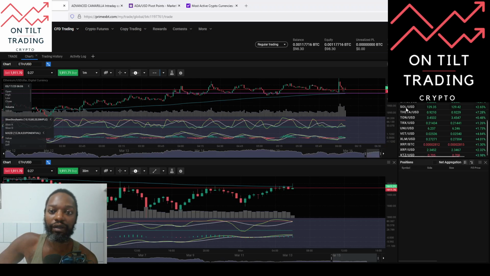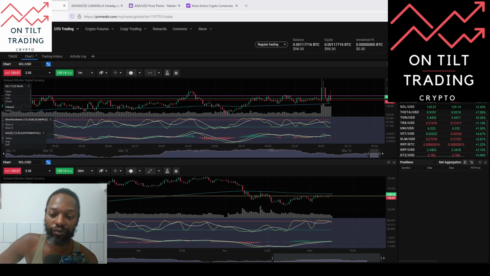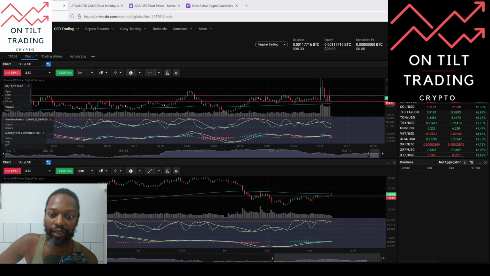Next up, we have Solana. What I'm seeing here on the 30 minute is Solana is trading below the 200 EMA here on the 30. On the slow stochastic, we are overbought, so we're likely due for some selling. Buyers have been in control here. It looks like buyer momentum is waning.